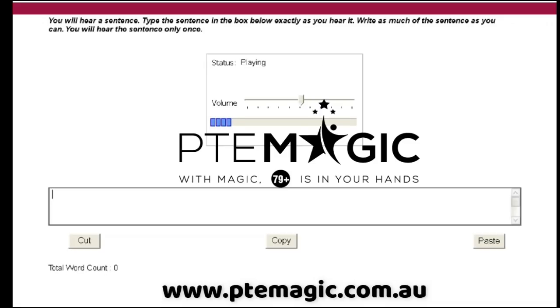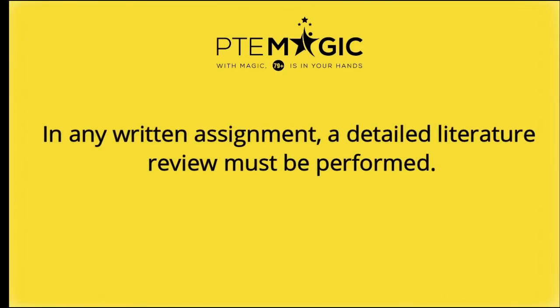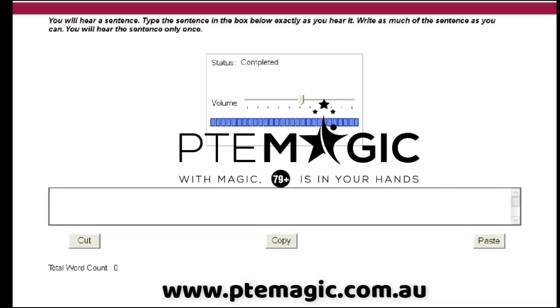In any written assignment, a detailed literature review must be performed.